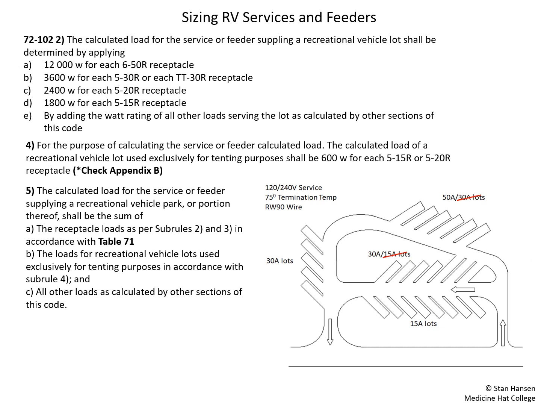Subrule 4 goes on to say that if I have tenting sites within my RV park, each of the tenting sites that have either a 15 or 20 amp receptacle is going to have a 600 watt load. The reason for this is because tenting typically has a lot less demand than trailer camping.